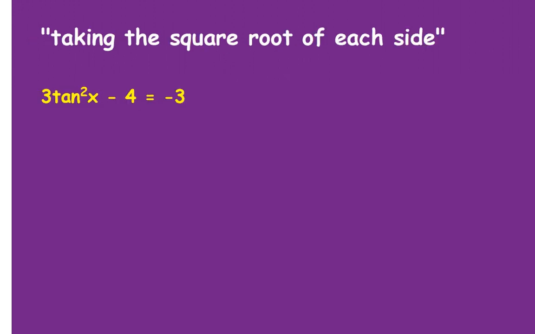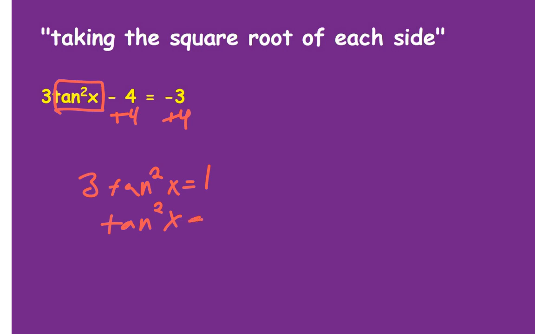Next technique is just to take the square root of both sides, where we still have to isolate our trig function. So I need to add 4. I get 3 tangent squared of x equals 1. Divide by 3. So tangent squared of x equals 1/3. And then take the square root.